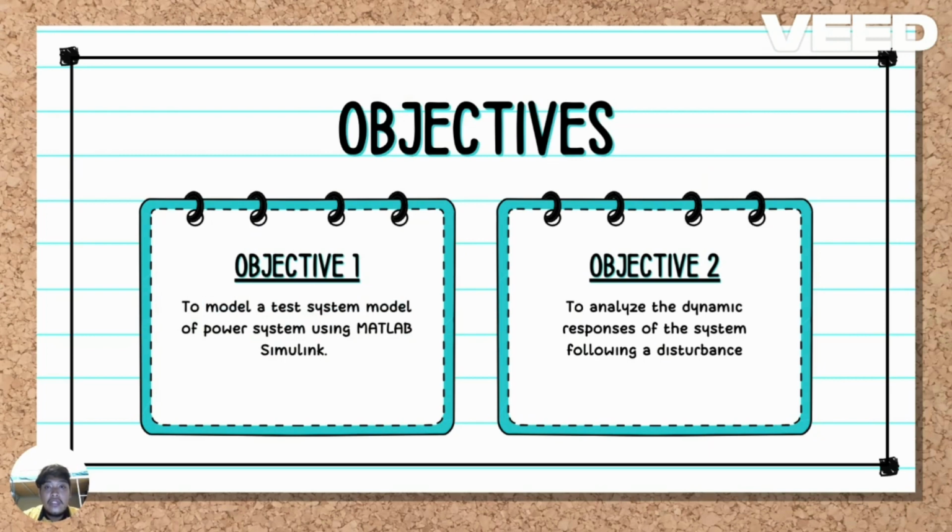So for the objective, we have two objectives for this lab. The first one is to model a test system model of a power system using MATLAB Simulink. The second objective is to analyze the dynamic responses of the system following a disturbance.